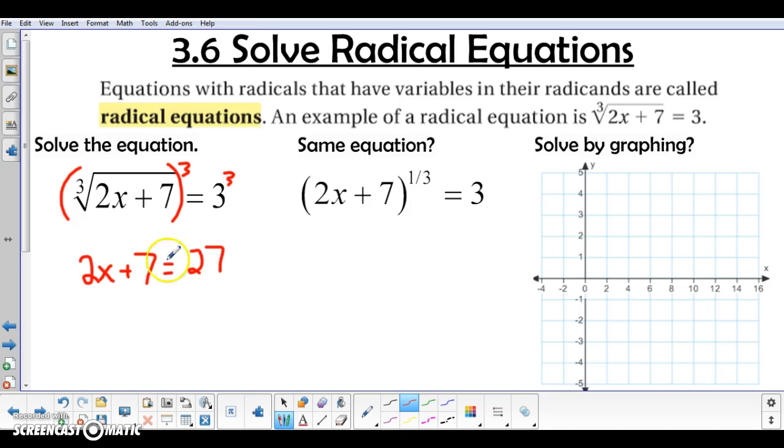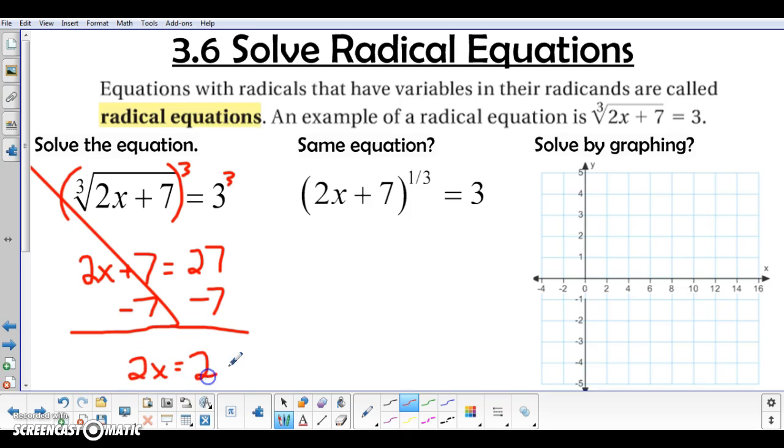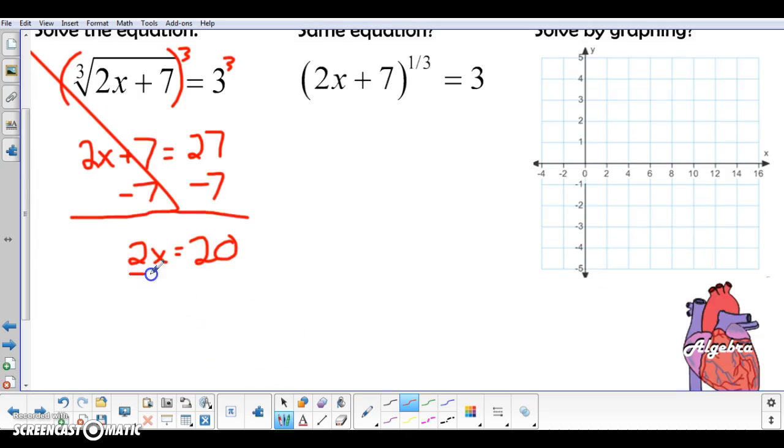At this point, once I've eliminated the radical from my problem, things get pretty easy. It's either going to be some sort of linear equation like this one, or maybe a quadratic equation that we'll run into very soon. So 2x is equal to 20, and then divide by 2. So x must equal 10. Plugging that in to check it out: 10 times 2 is 20, plus 7 is 27, and the cube root of 27 is indeed 3. This is a correct answer.